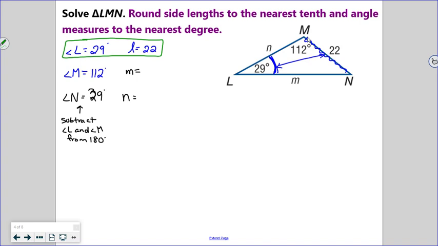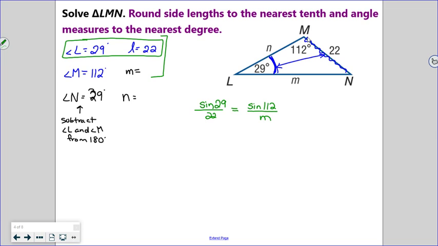And I would start, well, it doesn't matter. Here we have one of the angles. So if I use those two pieces of information to solve for M, what my law of sines says is that the sine of 29 over 22 equals, and on the other side we would have sine of the angle, sine of 112 over our missing side length. Okay, questions so far?